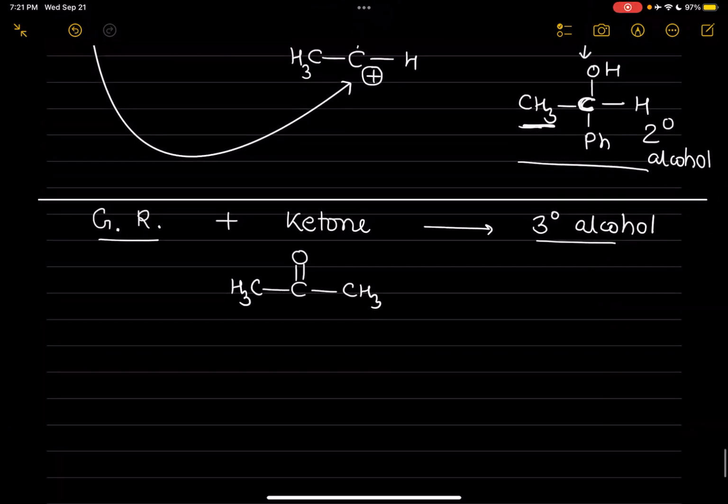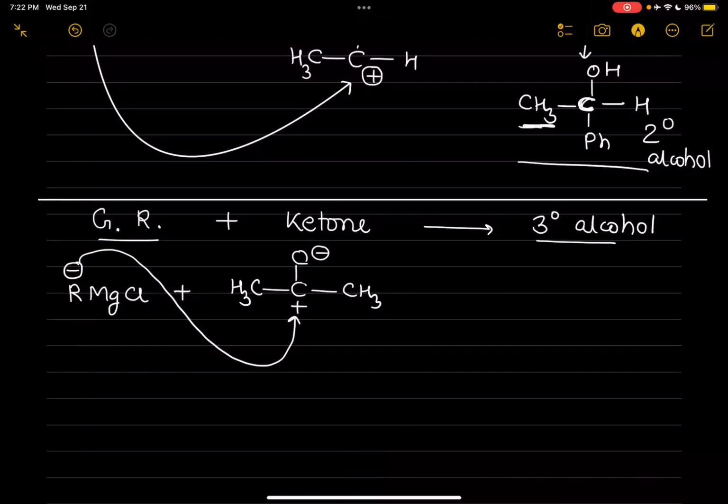Yes, sir. So that is the ketone. And the Grignard reagent I can write in a general form, R, where R is any alkyl group. It can be methyl, ethyl, propyl. Sir, how does the Grignard reagent react with the ketone to form that tertiary alcohol? So R is minus, this is plus, and this is minus. So this minus is going to come and join over here.